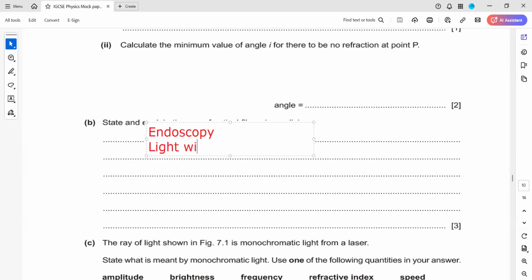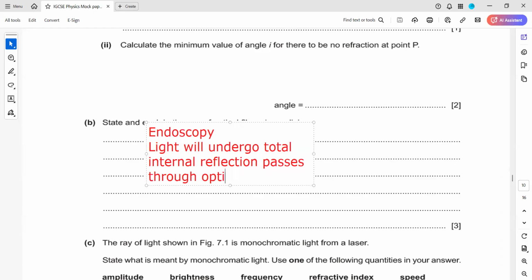The light will undergo total internal reflection, pass through the optical fiber or fiber optic, and illuminate the organ.